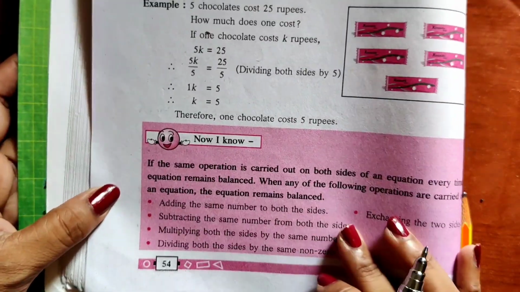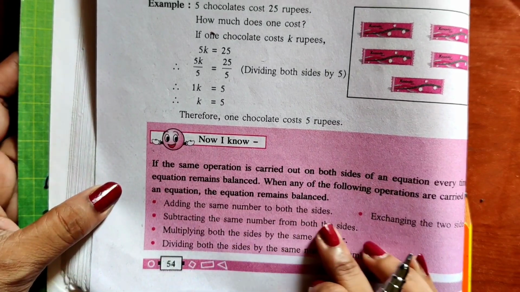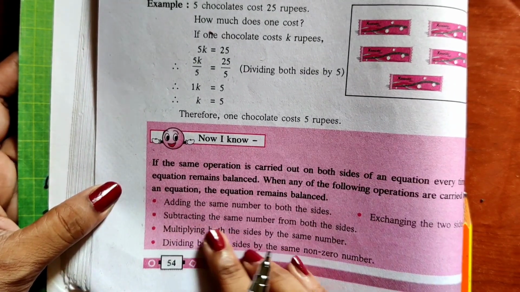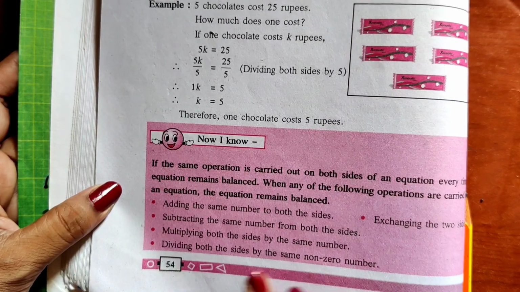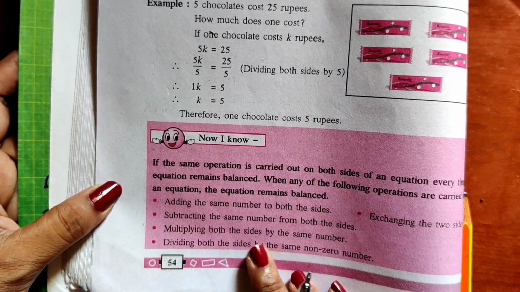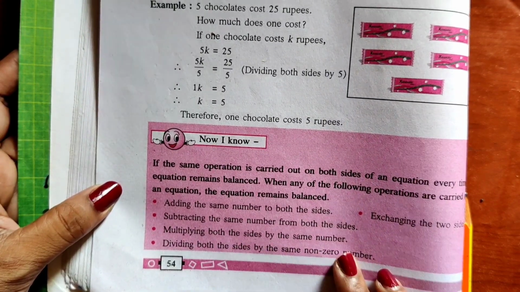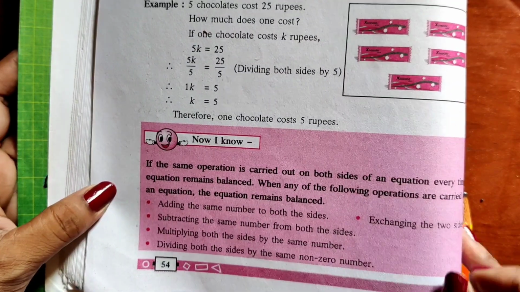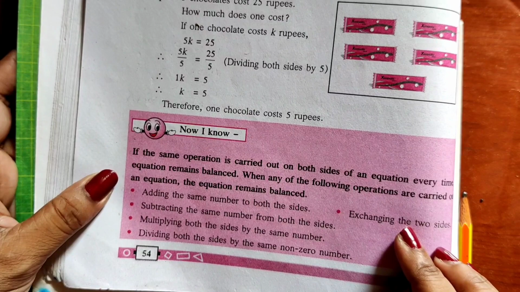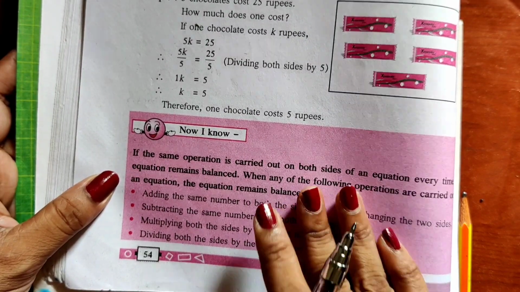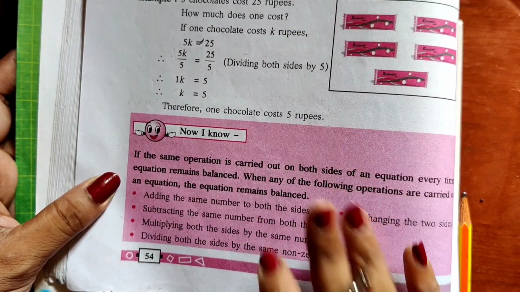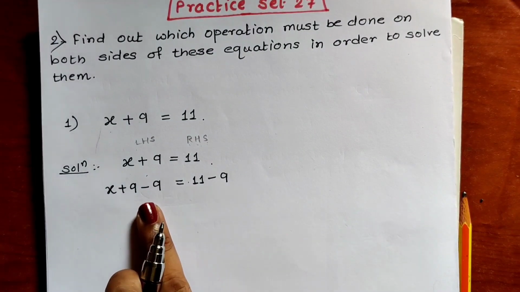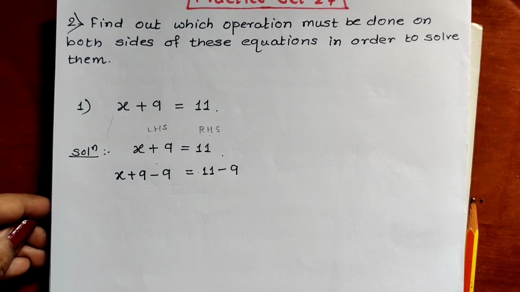How will the equation remain balanced? When we add the same number to both the sides, or subtract the same number from both the sides, or multiply both the sides by the same number, or divide both sides by the same non-zero number, or exchange the two sides, at that time the equation will remain balanced. There will be no change in the equation. So what we did here, we have subtracted 9 from both the sides.